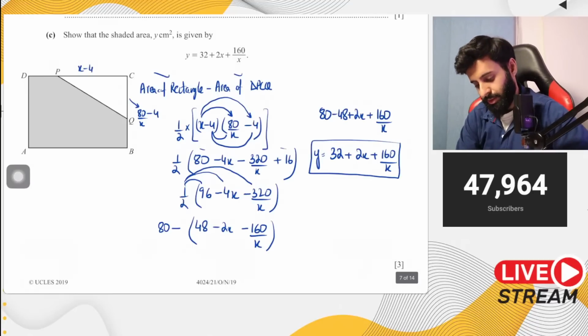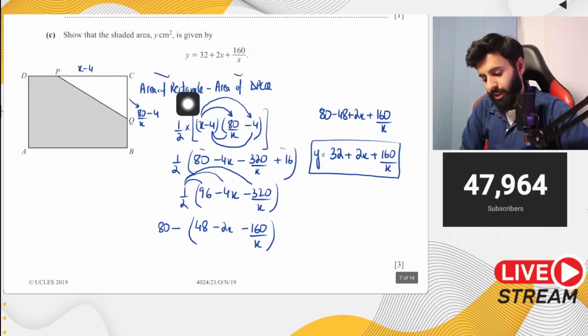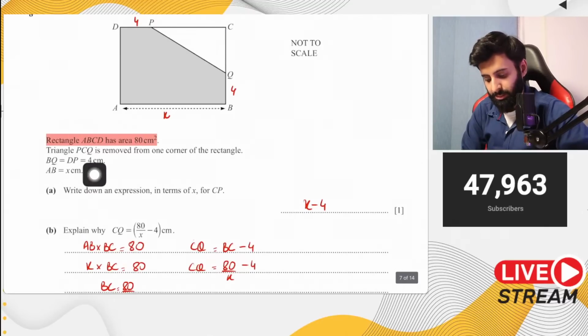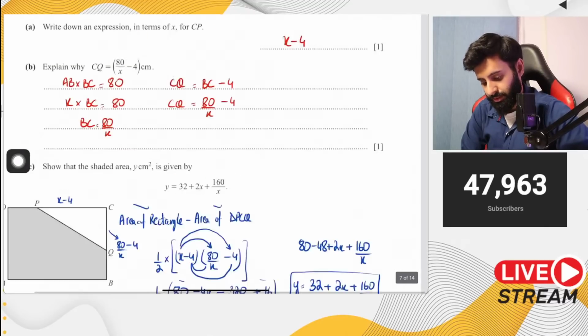And where did 80 come from? 80 was the area of rectangle. Okay, it was given over here. Rectangle ABCD has area 80. That's where 80 came from.